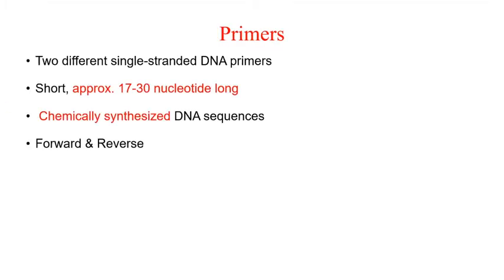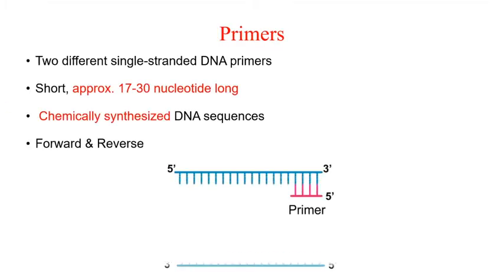Let us learn about primers which are used in PCR technique. PCR primers are artificially synthesized oligonucleotide sequences of DNA ranging from 17 to 30 nucleotides long. There are two different single-stranded DNA primers which are chemically synthesized DNA sequences. These are short DNA sequences which anneal to the single-stranded template DNA at its exact complementary position.